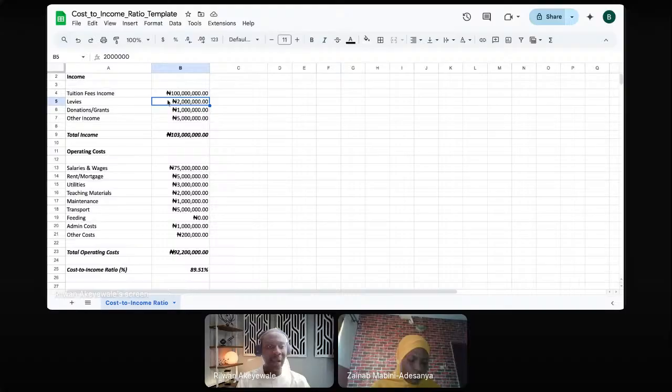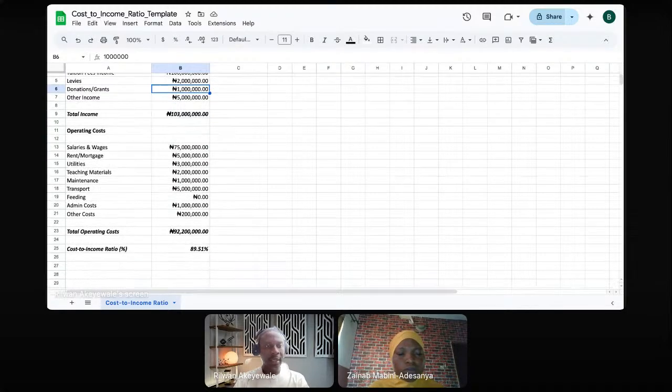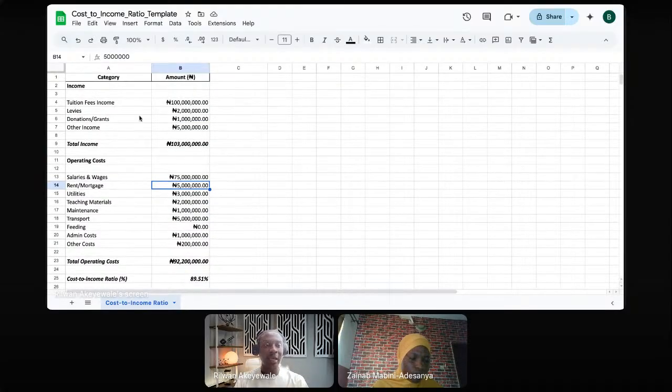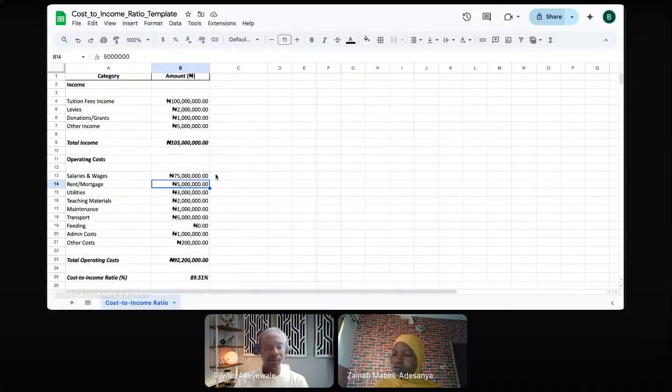Levies, if you have some levies that parents pay, donations, grants, and other incomes like the income from selling of stationeries, school uniforms, and so on and so forth. Then your operating expenses, your salaries for the session, your rent, that will be for the year, your utilities, and so on. If you're doing it for the term, you make everything termly, like the tuition and the rest of them. And if you're doing it for the month, you can also do a forecast for the month.